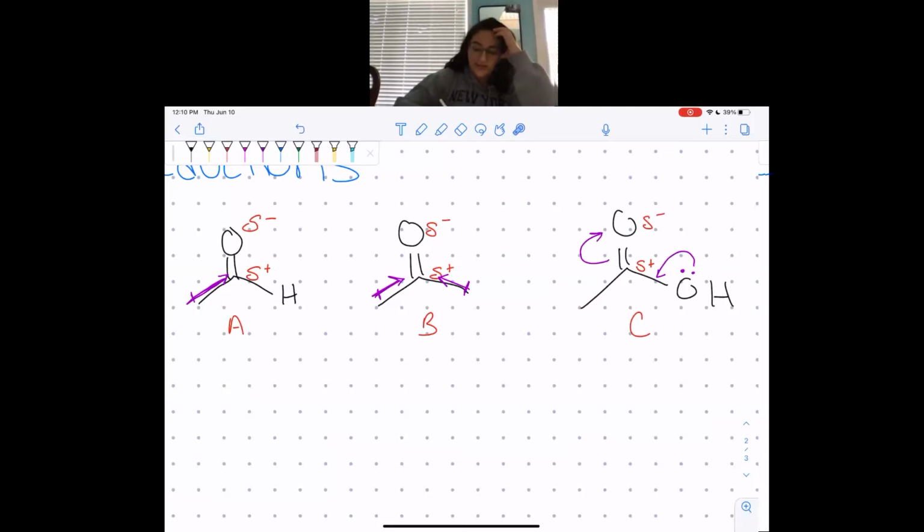Since this one has the least amount of donation, this one is the most positive. And since this one has the most donation, this one's going to be the least positive out of these 3. So, with that being said, which one is more reactive? Is it A or is it C?